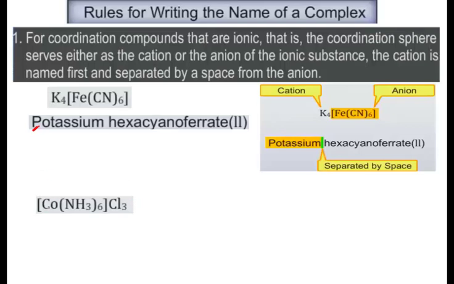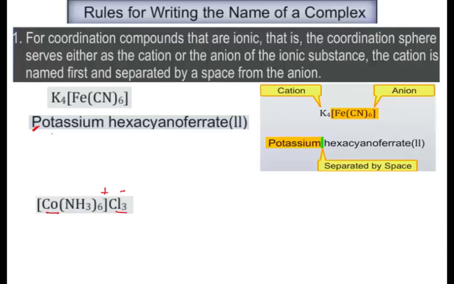Now take another example. So can you try this? It is [Co(NH3)6]Cl3. So first of all we have to predict which species is the cation and which species is the anion. So in this case the complex ion is the cation, so it's a cationic complex, and the anion will be chloride, a negative ion. So we will first write this complex, and how it is written.